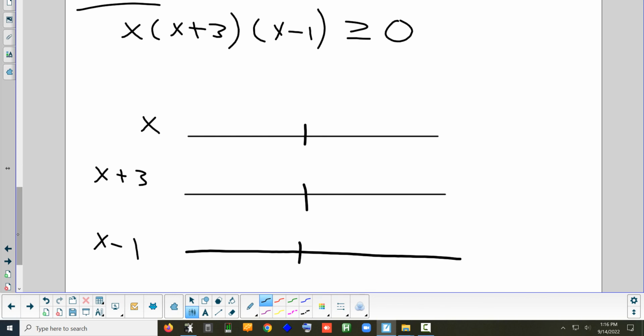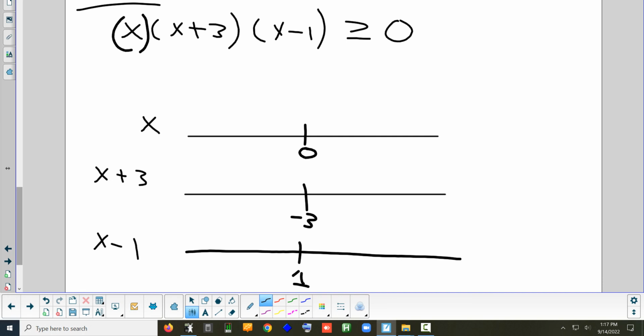What could you plug in for x to make that first factor 0? Yep, 0. What could you plug in for x to make the second factor 0? Yep, -3. And the third factor? 1. So I know how to make each factor 0. I'm more interested in how to make each factor positive or negative.